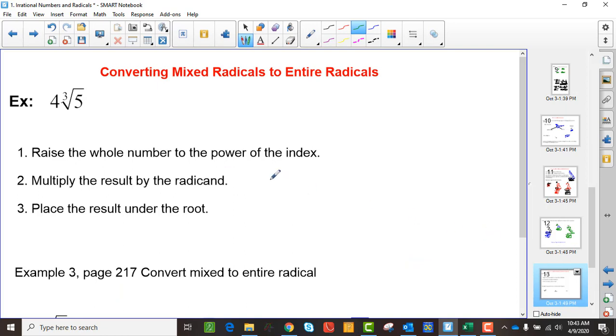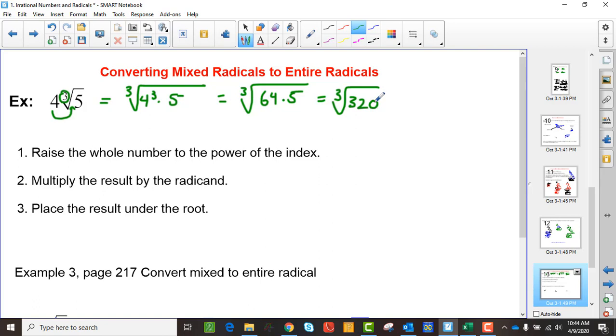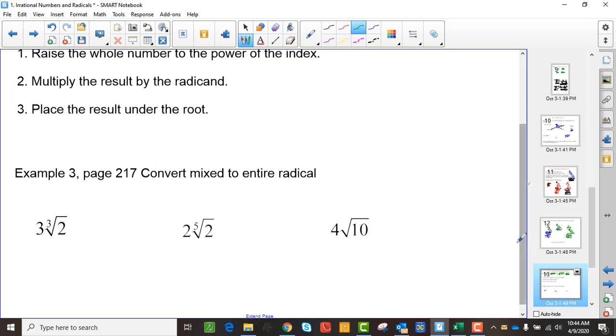All right, now, then the question is, how do I go the other way? How do I go mixed radical to entire radical? And basically what you do is you take the whole number and raise it to the power of the index, and put it inside with the root. So essentially with this example, what we do is we write this as the cube root of 4 cubed times 5. So you're bringing this 4 in and raising it to that power. Okay? And then that becomes the cube root of, you have to know 4 cubed is 64 times 5, and that gives you the cube root of 320. Okay, that's the idea. So it's actually easier to go to a mixed radical.